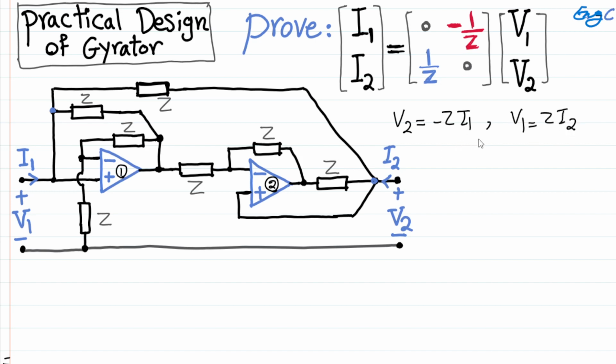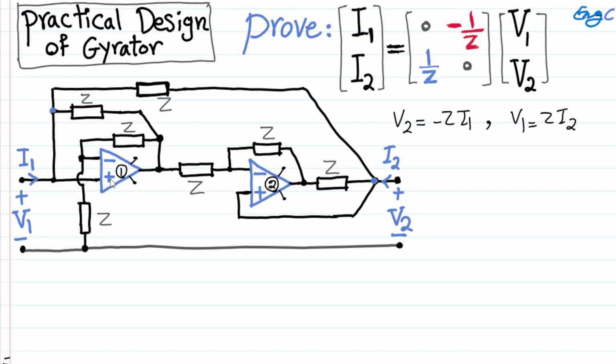So it's a very interesting relationship in the sense that voltage of the second port is related to the current of the first port and vice versa. If we can prove it, then we are effectively realizing a gyrator, and it has a lot of applications. And this is a practical design of a gyrator because the supply voltages of the two op-amps can be shared, so you don't need two separate sets of supply voltages. That's one huge benefit of this practical design.